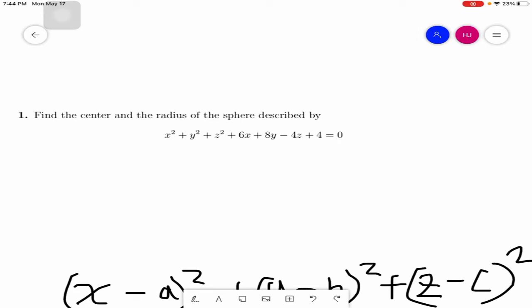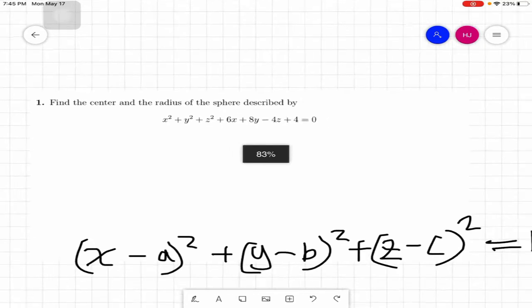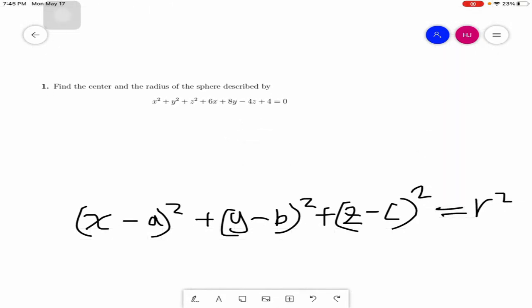For this question, we are given an equation of a sphere, and we are to find the center and the radius of the sphere. So first of all, the general idea for solving these types of questions is to put it into the form of a general sphere equation, where you have the center being a, b, and c as shown here, and the r would be on the right side of the equation being squared.